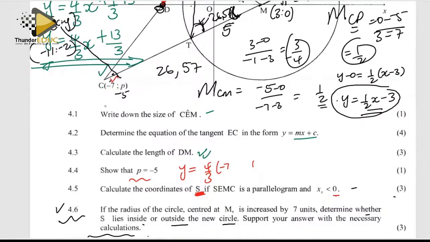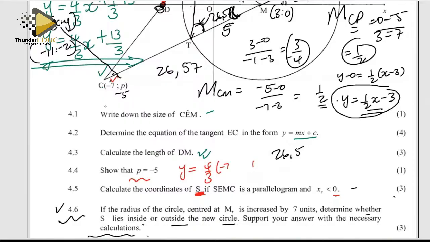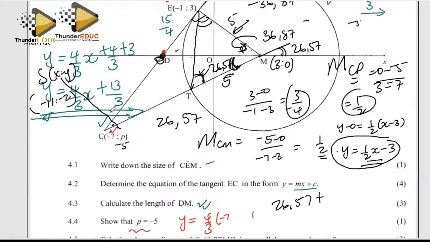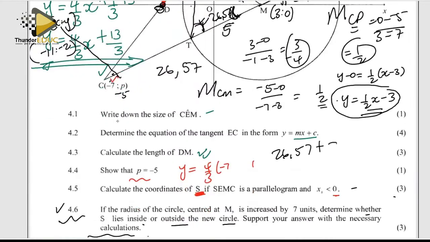Okay, so it's saying that 26,57 plus the other one was 36,87. This we must subtract from 180. Then the answer we get, we divide by 2. Okay, so 180 minus the 26,57 plus the 36,87. Okay, I'm getting 116,56. We divide this by 2. Okay, I'm getting a 58.